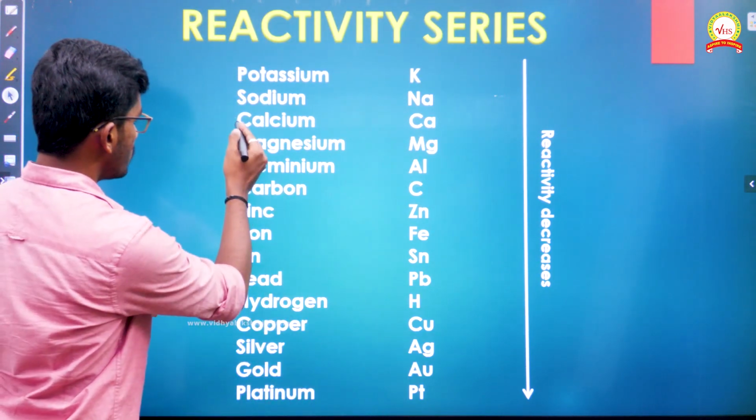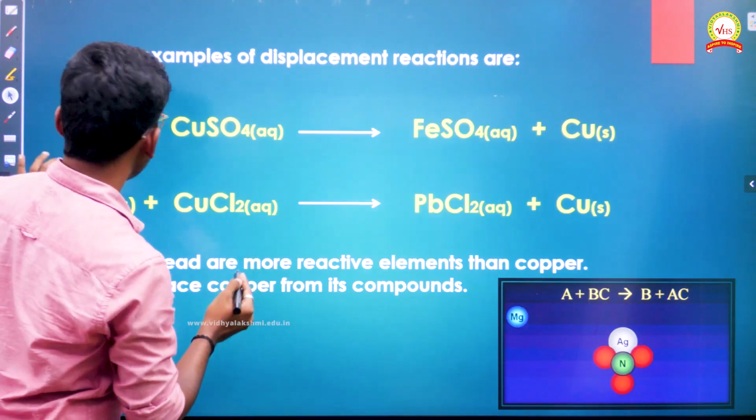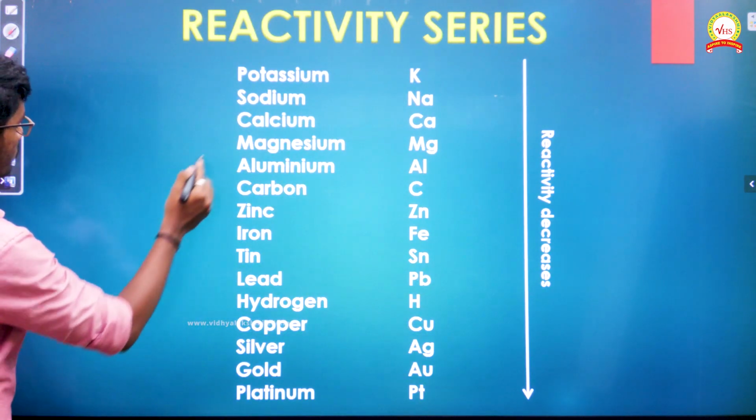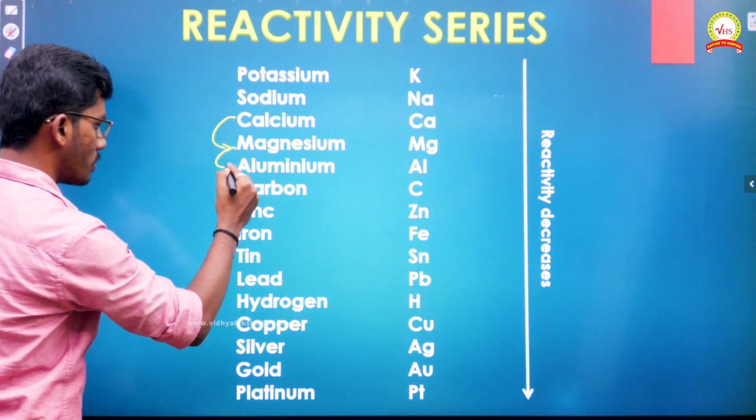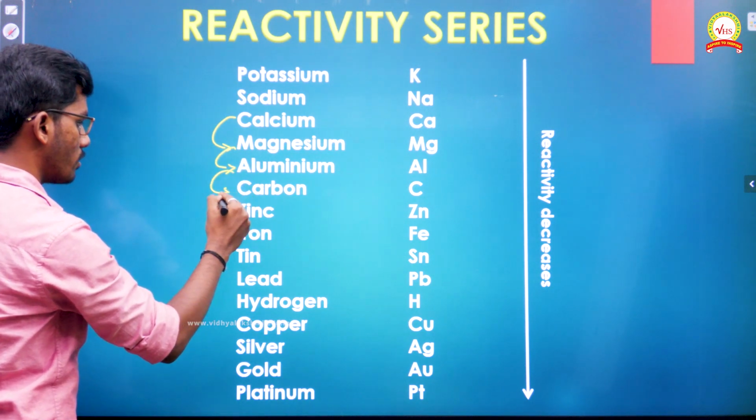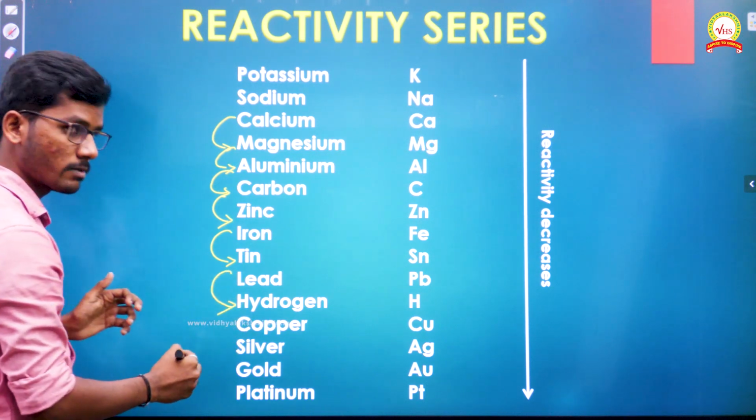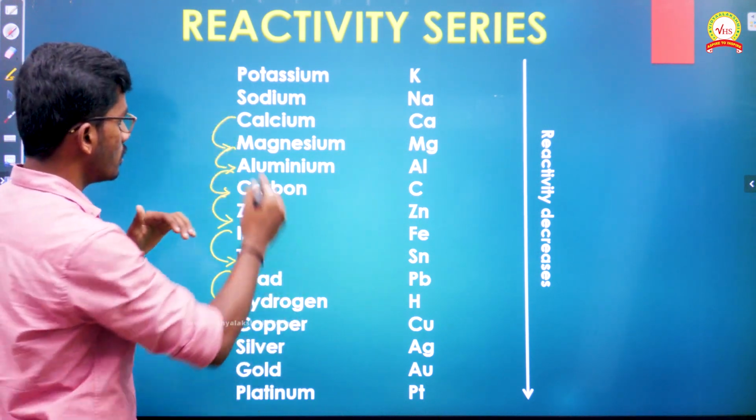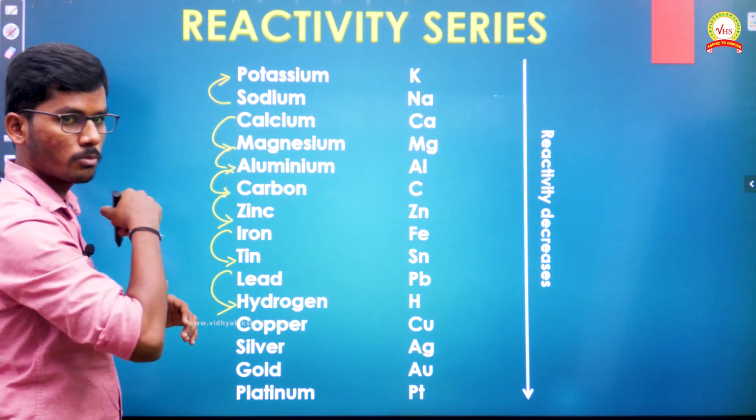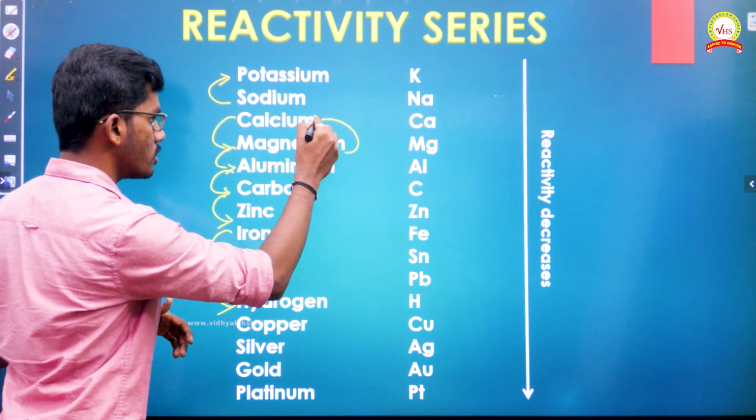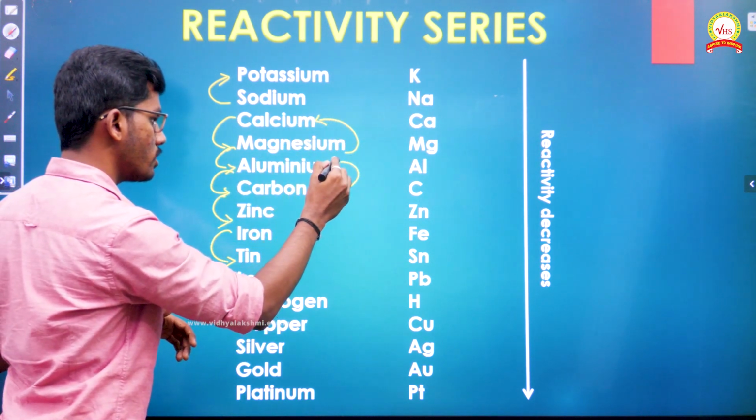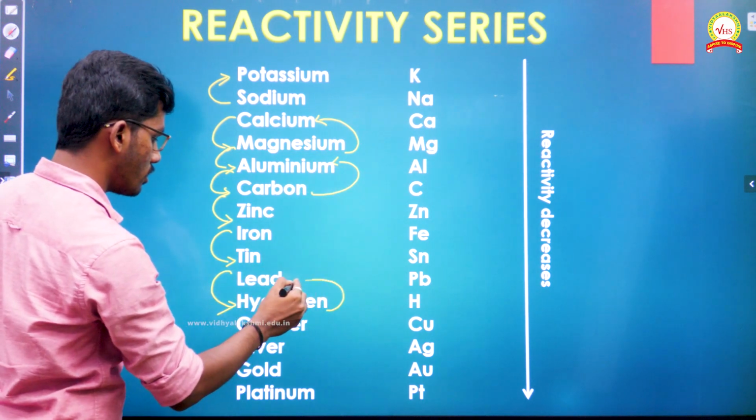If you see, calcium can displace magnesium. Magnesium can displace aluminum. Aluminum can displace carbon. Carbon can displace zinc. Iron can displace tin. Lead can displace hydrogen. Whereas, if you go up the order, sodium cannot displace potassium. Magnesium cannot displace calcium. Carbon cannot displace aluminum. Or hydrogen cannot displace lead.